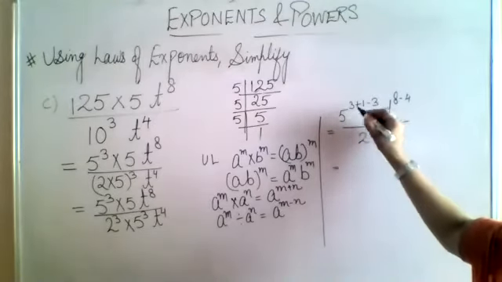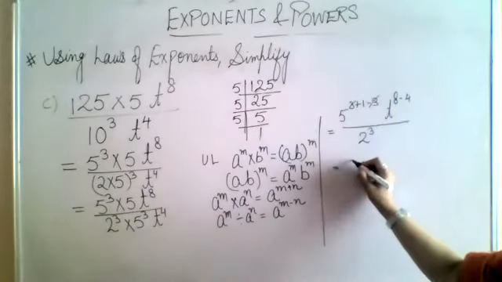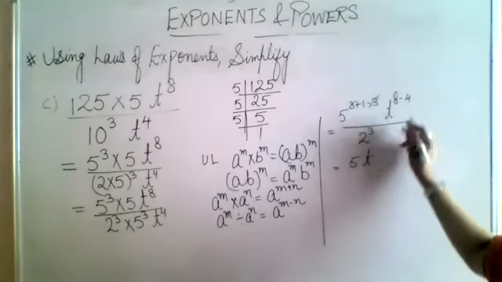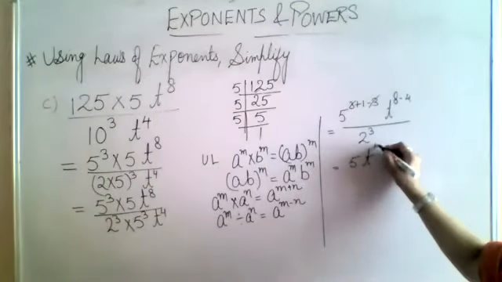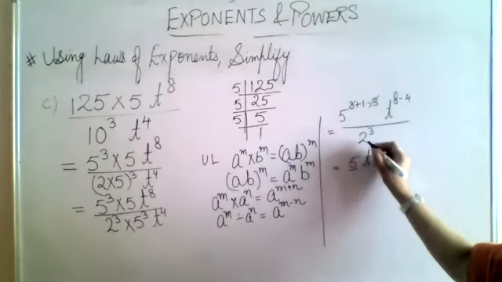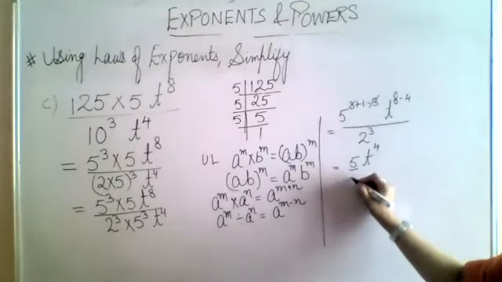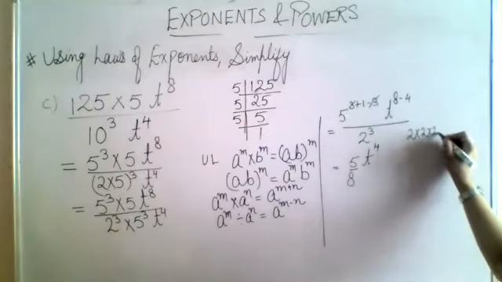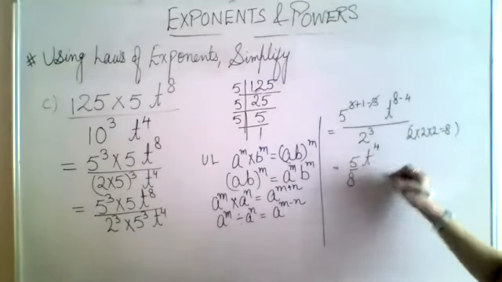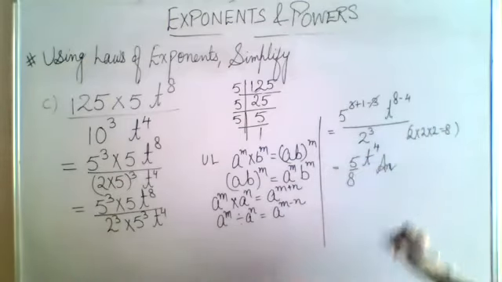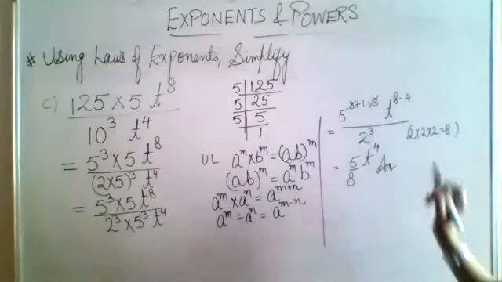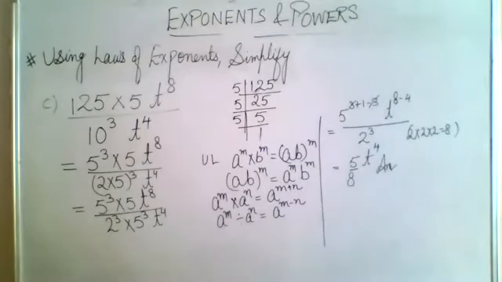So 3 minus 3 cancelled. You write 5. 8 minus 4 is 4. And if you solve 2 raised to power 3, it will come 8. 2 into 2 into 2 is equal to 8. So this will be your final answer: 5 upon 8, t raised to power 4.